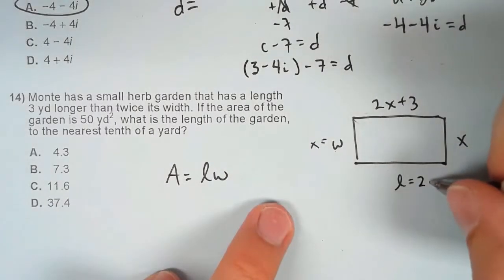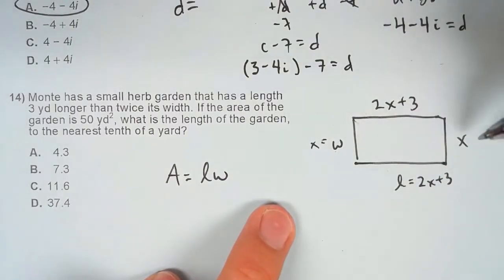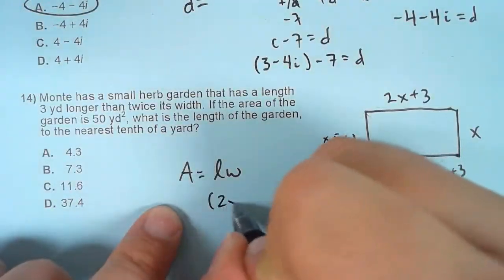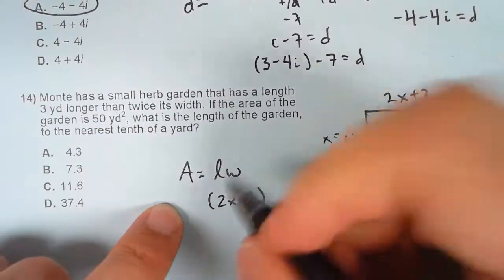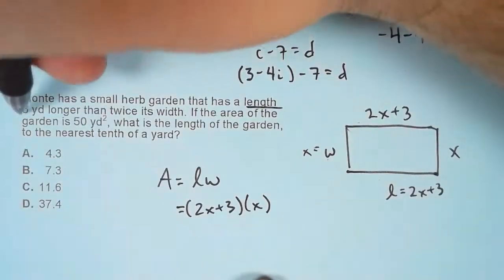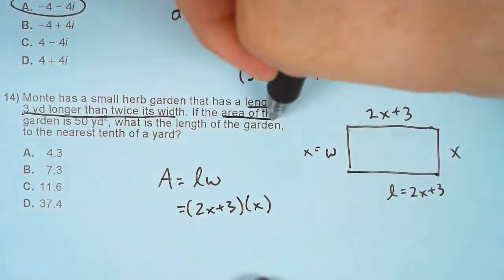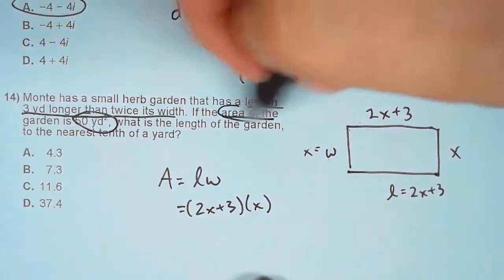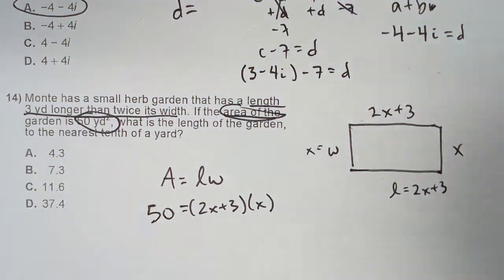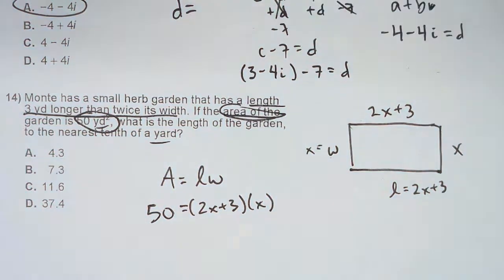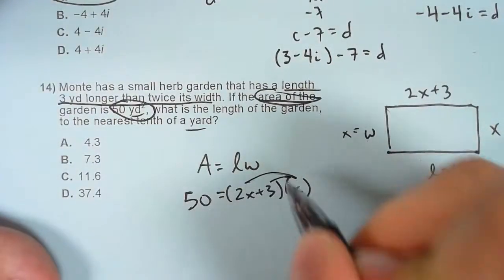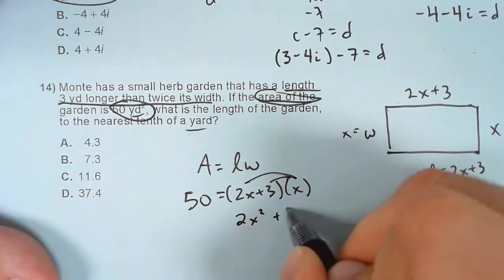So the length is twice the width plus 3 extra yards. So we have x and 2x plus 3. So we can say that L is really 2x plus 3, and W is really just x. And they give us one more piece of information here. If the area is 50 yards squared, it says A is equal to 50. And bear in mind our unit says yards, so when we deal with this, we'll deal with yards. So we need to multiply this. We're going to distribute. So you have 2x squared plus 3x.